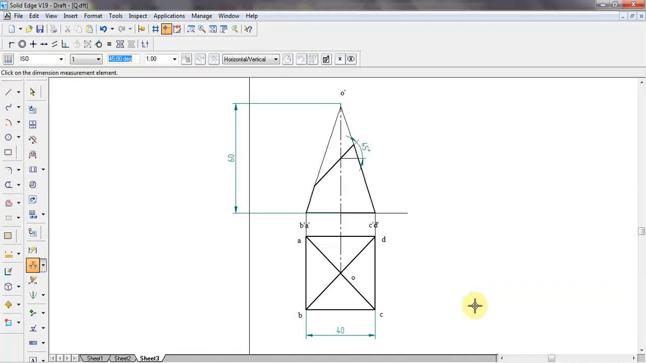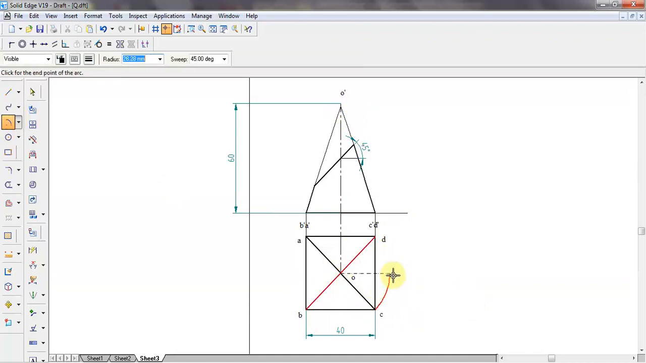So whenever a pyramid is resting on the edge, we cannot find the true length of the slant edge generator directly. So for that we have to draw an arc from the center in the top view and extend it to the front view and join to the apex. So this line will give the true length of the line whenever it is resting on the edge.